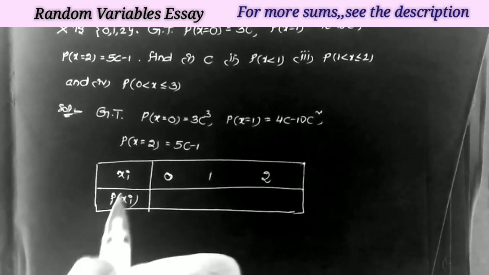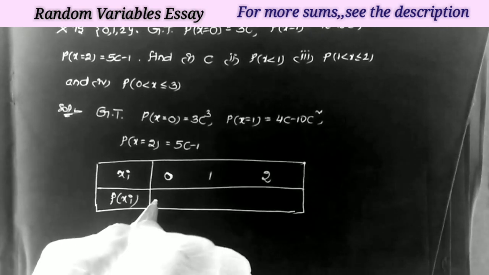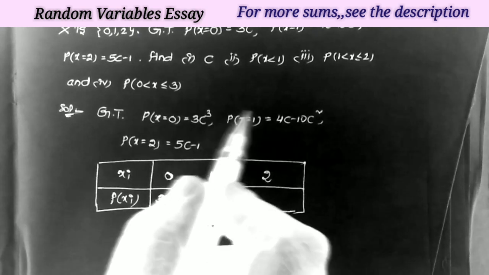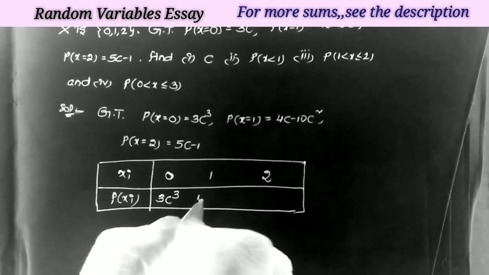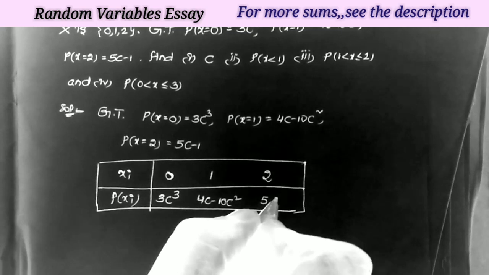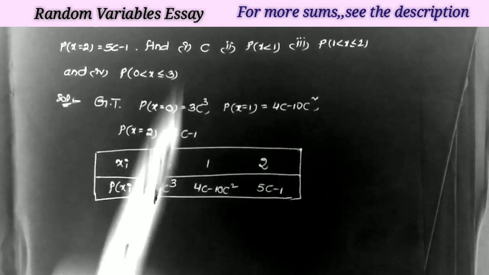What are probabilities? P of xi means the corresponding probability. What is P of x is equal to 0 value? Probability is equal to 3c cube. What is P of x is equal to 1 value? 4c minus 10c square. And this third value 5c minus 1. So this is the given table. So what is the first question? Find the value of the c.